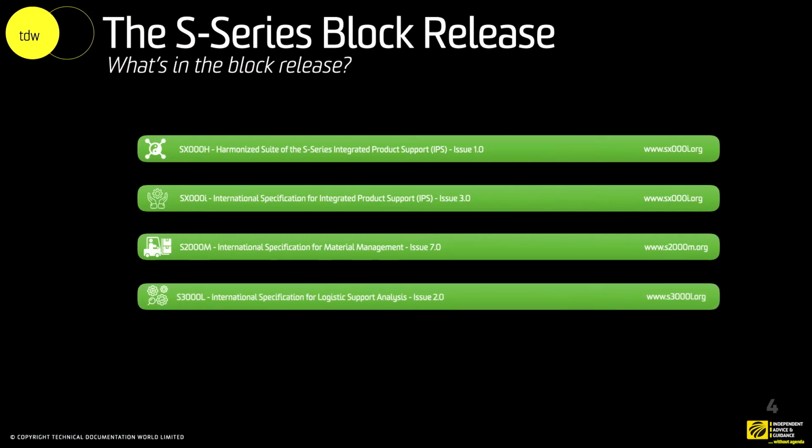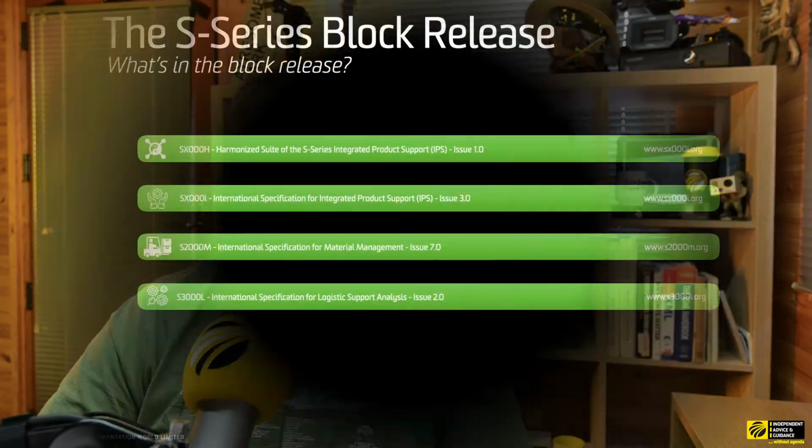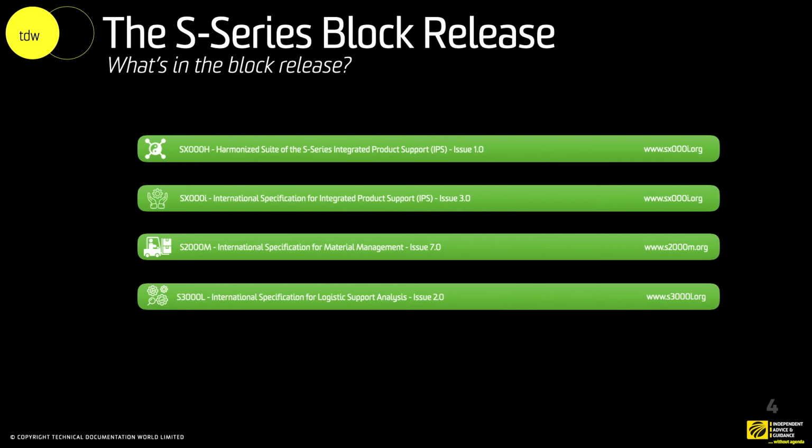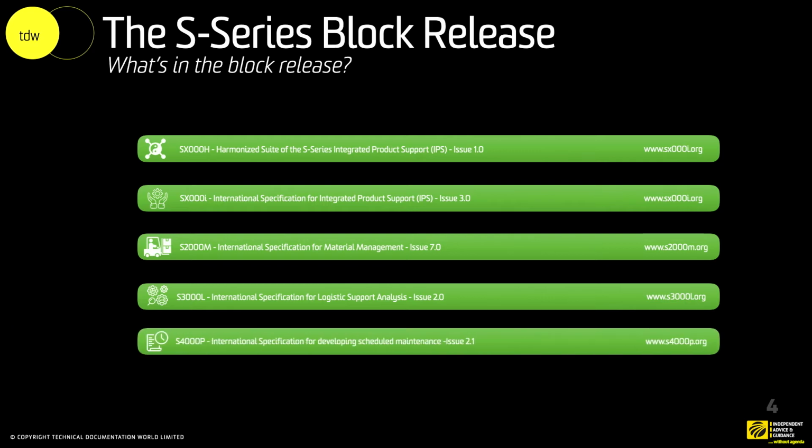S3000L, the international specification for logistic support analysis at issue 2.0 is now available, so you can go and download that. I'm not an ILS expert by any means. I know enough to have a good conversation with people, but that specification is now available, and you can go and download and have a look at that from s3000l.org. 4000P, the international specification for developing scheduled maintenance, is now at issue 2.1.